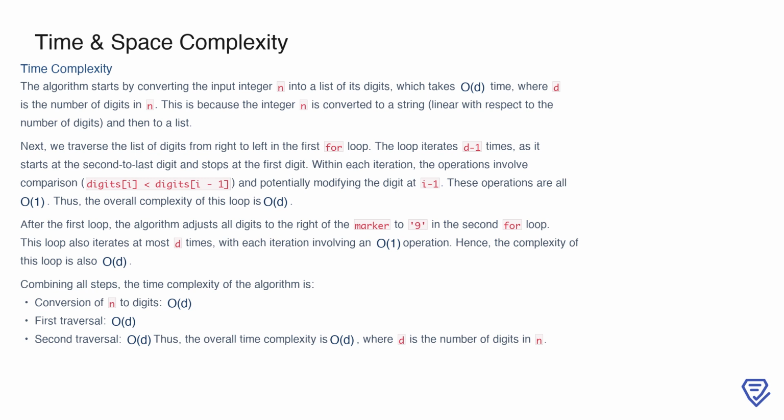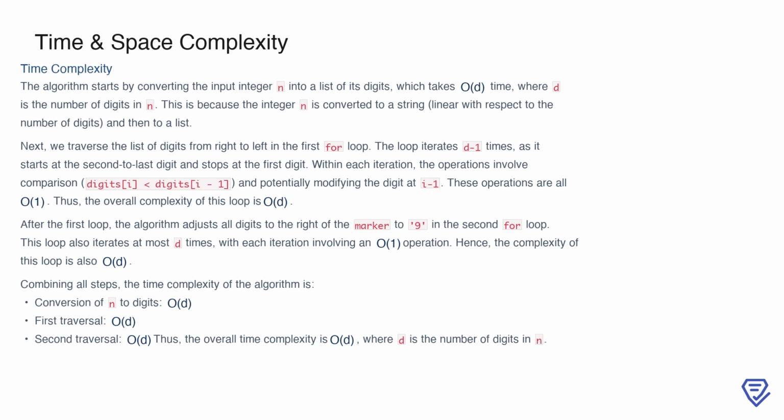Next, we traverse this list of digits in the first loop, starting from the second to last digit and going back to the first. This loop runs D-1 iterations, and during each iteration, we perform comparisons and potentially modify a digit. Since these operations are constant time, the overall complexity of this loop is O(D).